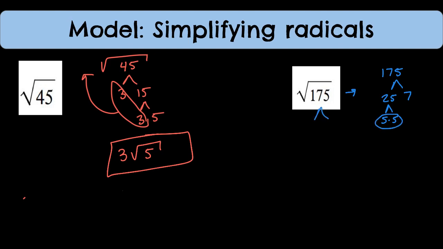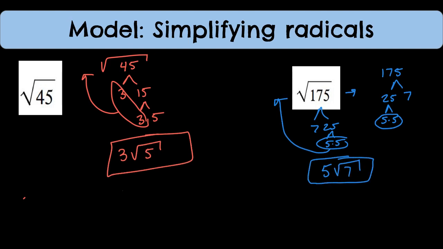But this is where I see a pair. And so when I factor this down, we have 7 times 25, and then 5 and 5. Well, this pair can be taken out. The square root of 25 is just 5, so this essentially comes out of the radical as a 5. And then we are left with the square root of 7. So our answer is 5 times the square root of 7.